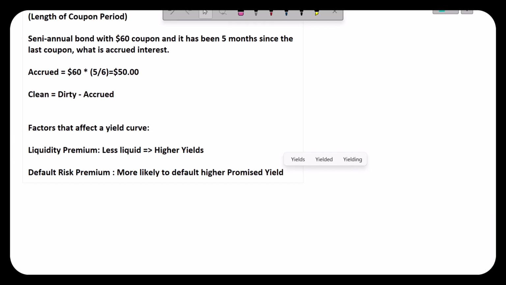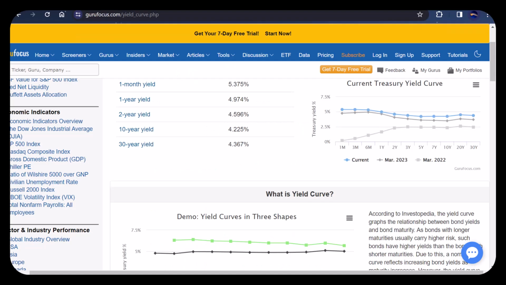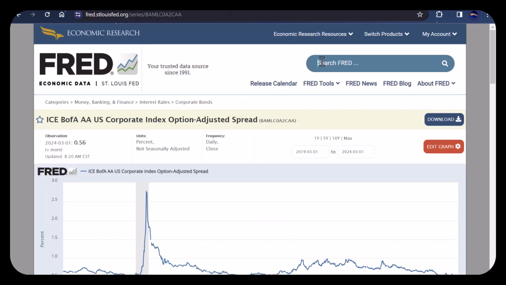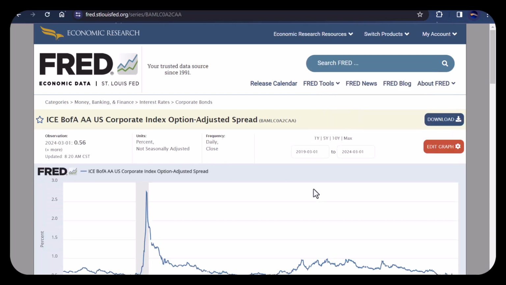In fact, Apple is a AAA rated bond. Let me show you the current spread on AAA bonds. It's about 56 basis points. That means roughly, everything else being the same, a AAA rated bond will yield 0.56% higher than a comparable Treasury. So a 30-year Apple bond is going to have to pay 436 plus 56, 492. That's the premium that you get because of the default risk.